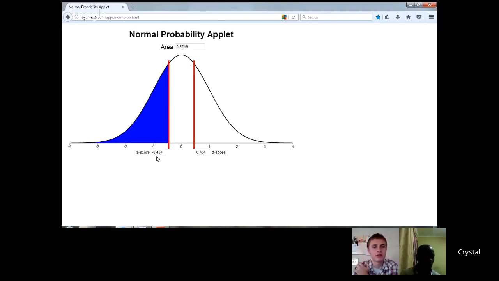You might have to redo the area though, because it changed when you switched it. Yeah, I put the area below it. So, 0.35. There you go. That's the right z-score, negative 0.385. So negative 0.385 equals x minus 0.65 divided by 0.07.